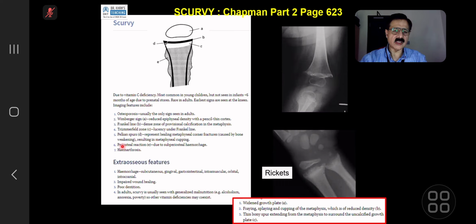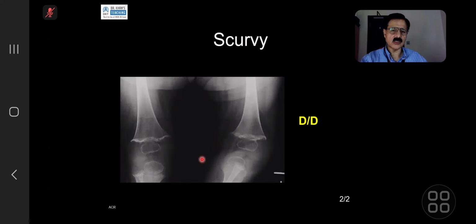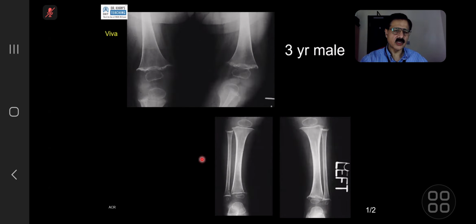The key exam point is this one: periosteal reaction due to subperiosteal hemorrhage. You remember in hemophilia, when somebody bleeds under the periosteum, it causes a periosteal reaction and things like that. Similarly, in scurvy, it can happen. Not in every case, but it can happen, and that becomes an exam case. In this case, of course, we have already covered the Wimberger sign, Pelkan spur, and Frankel line, etc.